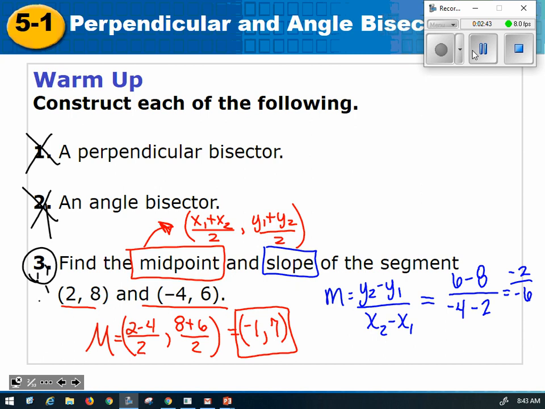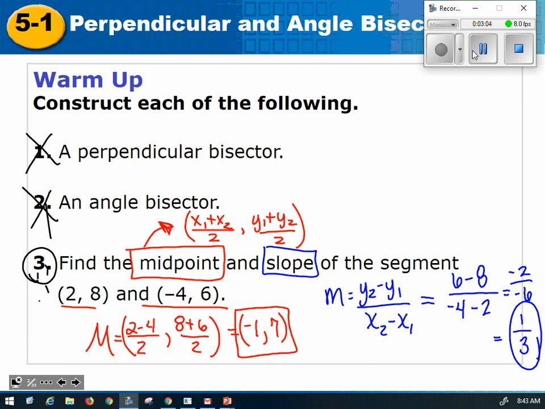And then what is negative 2 divided by negative 6 when we reduce that? Positive 1/3. The negative over a negative becomes a positive, and 2 goes into both 2 and 6. So your slope is 1/3. You're going to have to be able to calculate your slope in today's lesson. Any questions on midpoint or slope?